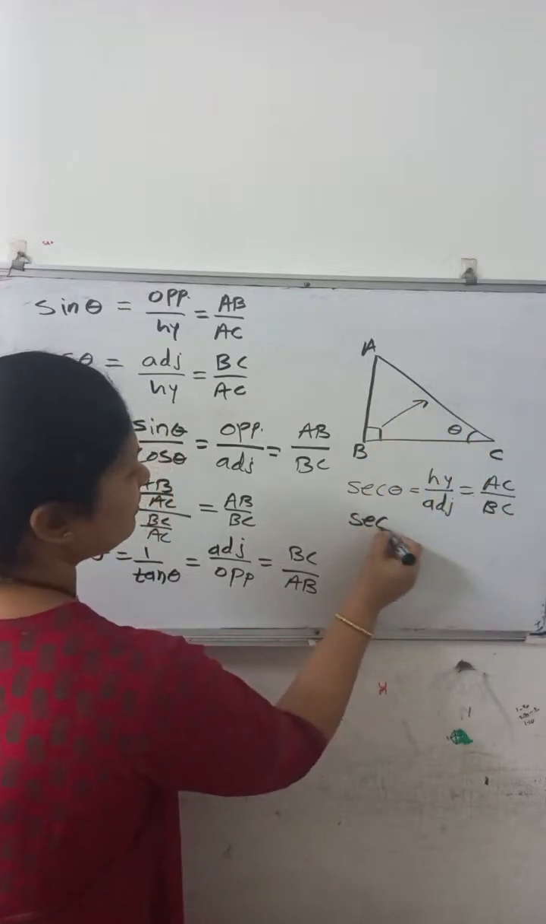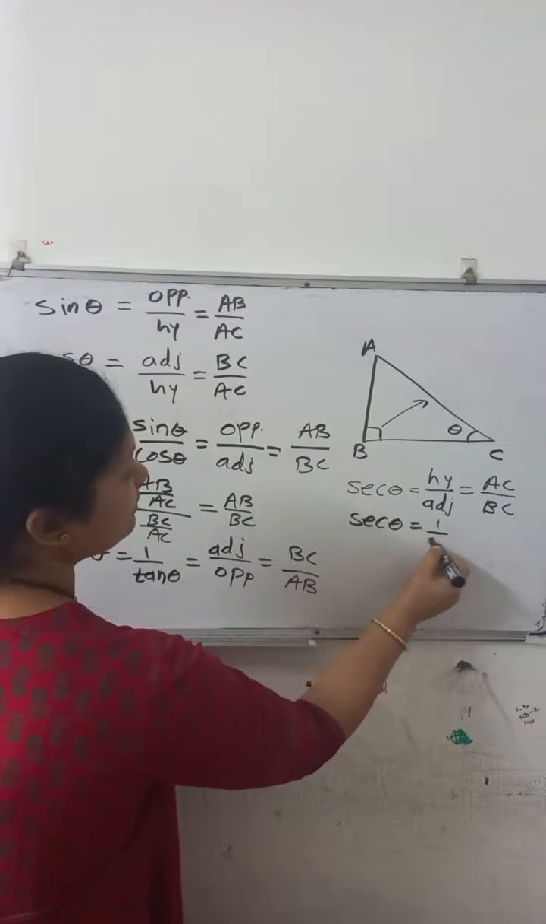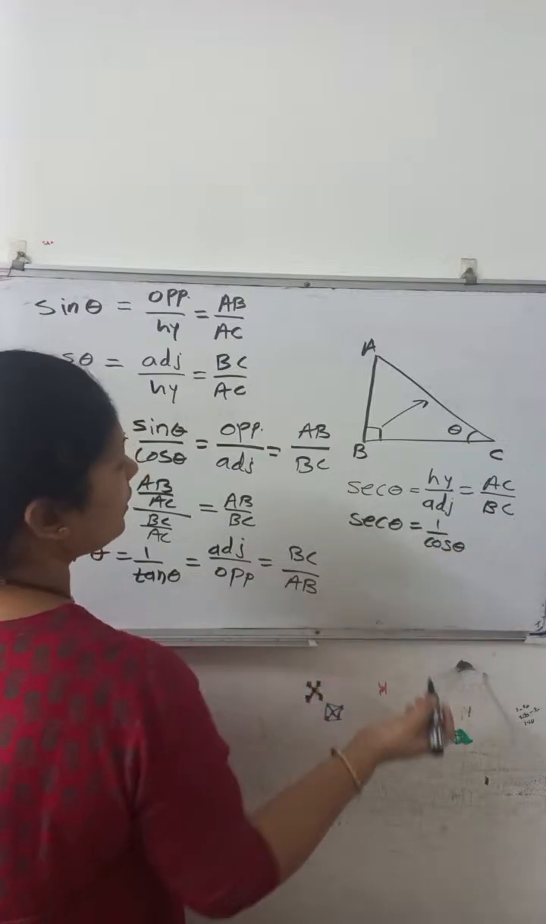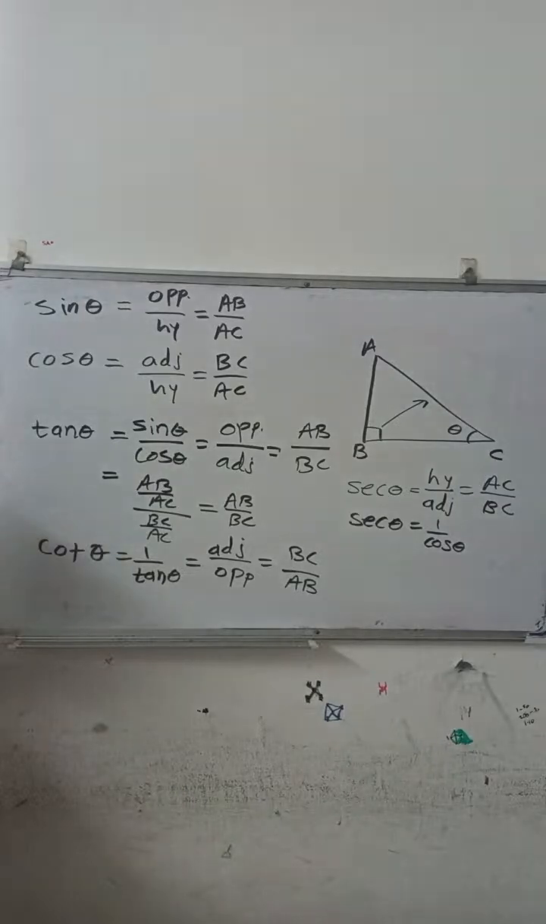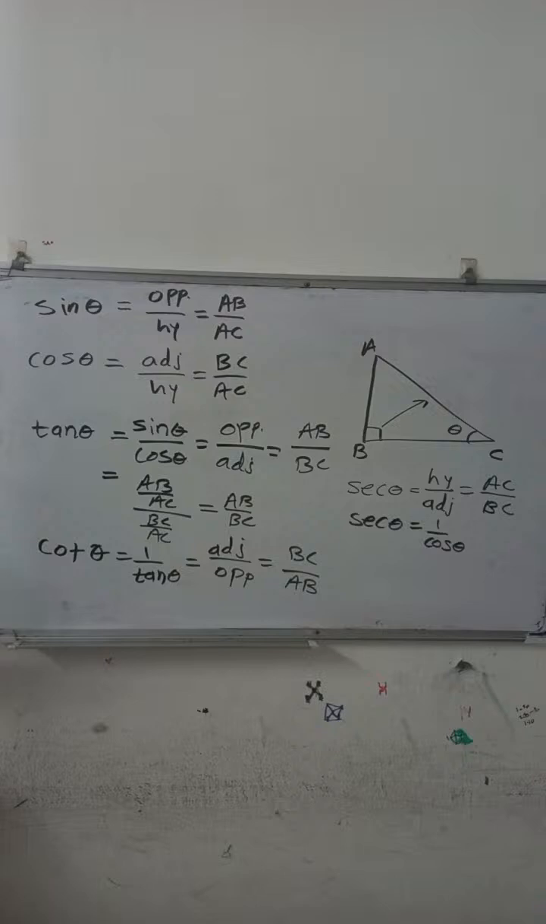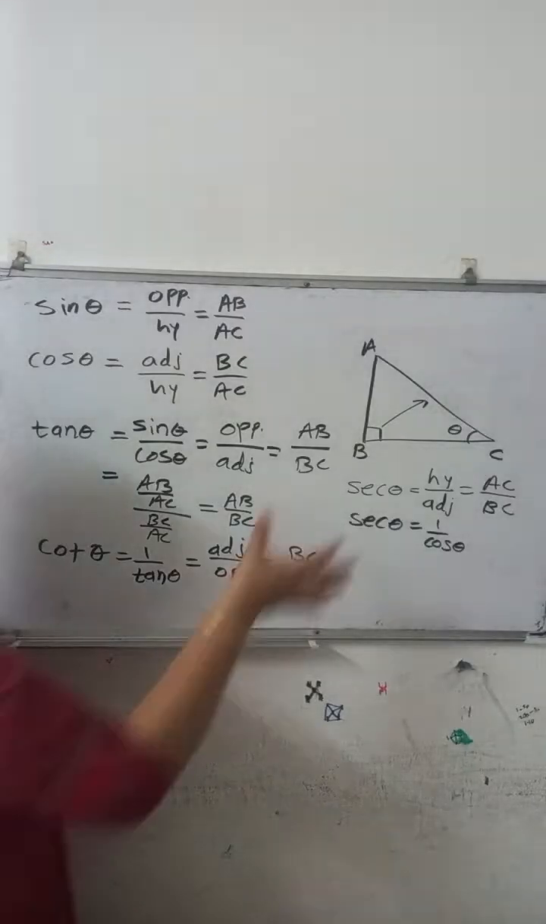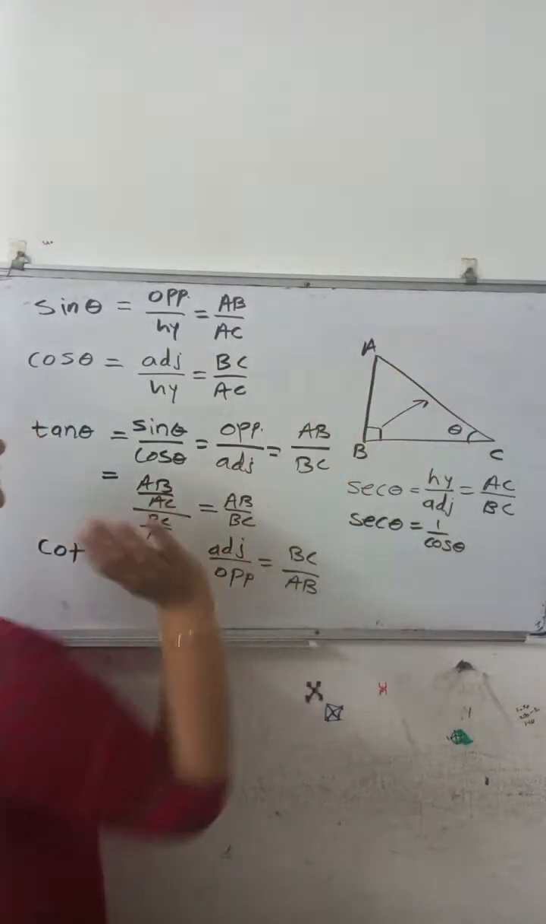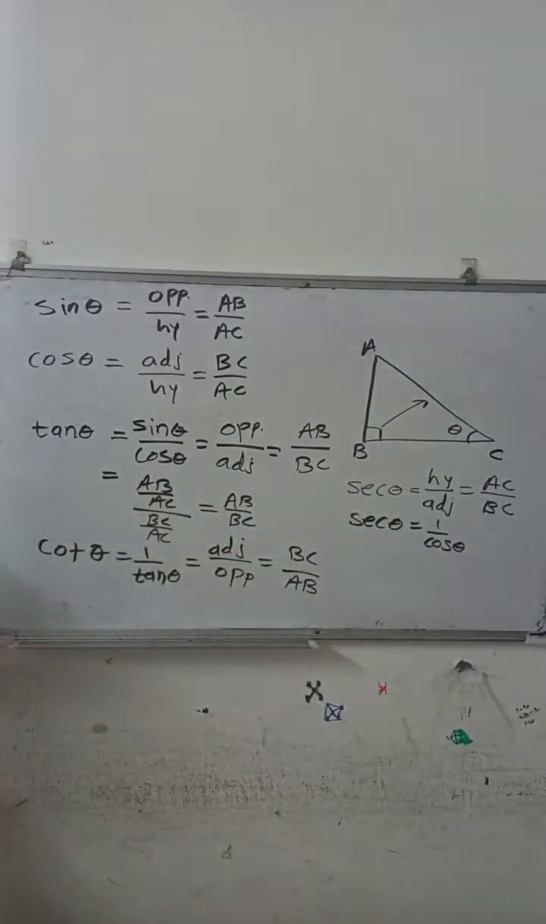So always remember sec theta is the reciprocal of cos theta. Or if you reciprocal the sec theta, you will get cos theta. Okay. So sec theta is equal to hypotenuse by adjacent, that is nothing but AC by BC. Check here, hypotenuse is AC, adjacent is BC. And sec is a reciprocal of cos theta. Getting this? And then what is cosec theta?